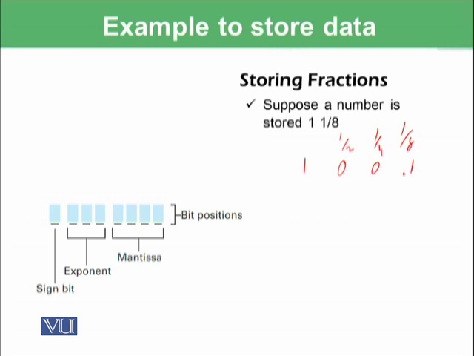This number is being represented as 1.001. As the decimal needs to be shifted to the right by one place, you should store 1, which in excess notation becomes 1 plus 4, which is 5. So here you need to store 5, that is 101, and here you need to store 1001, and as it is a positive number, you need to store 0 in the sign bit.